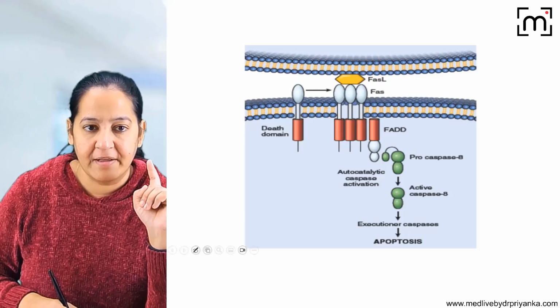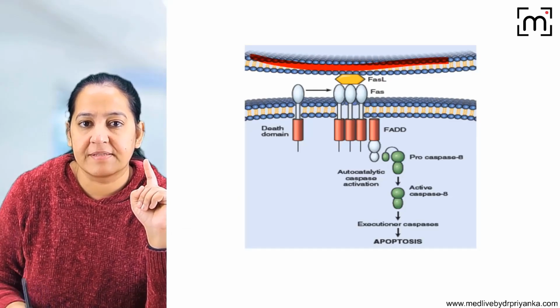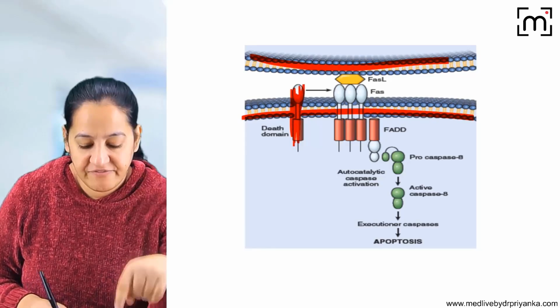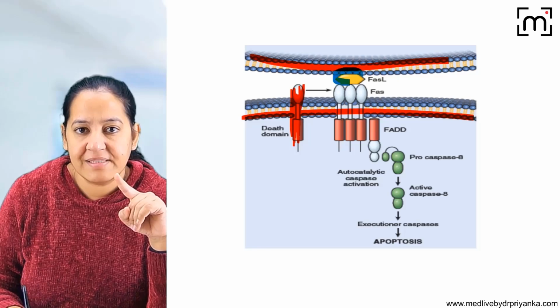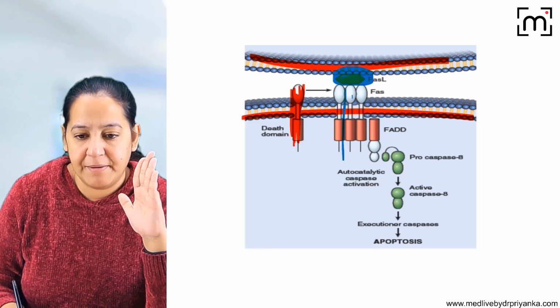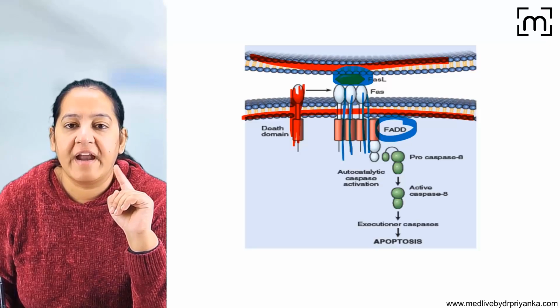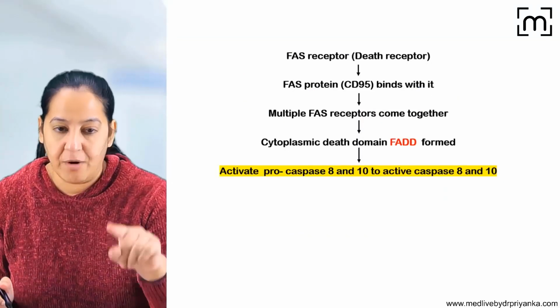The same you can see it here. Can you see the cell membrane? I want you to appreciate the cell membrane here. This is the cell membrane. On the surface of the cell membrane, these are the death receptors. So when the FAS ligand is coming, binding with the death receptor, multiple death receptors come closer. As soon as they come closer, they form a domain known as FADD, and it is activating the pro-caspase 8 into active caspase 8.